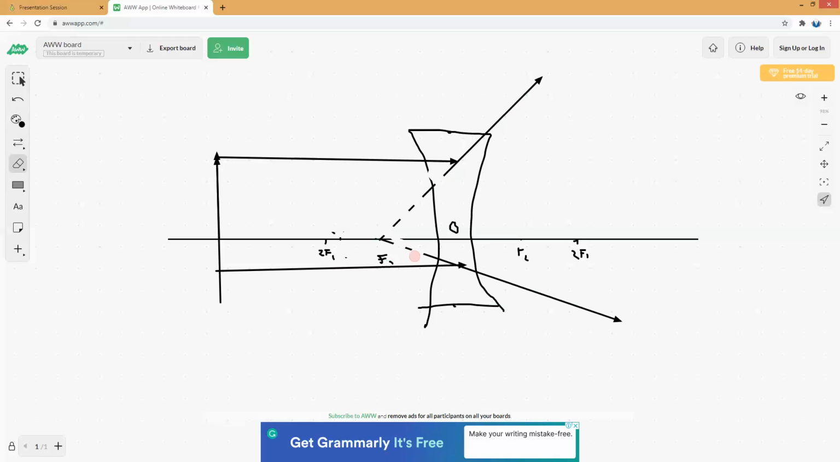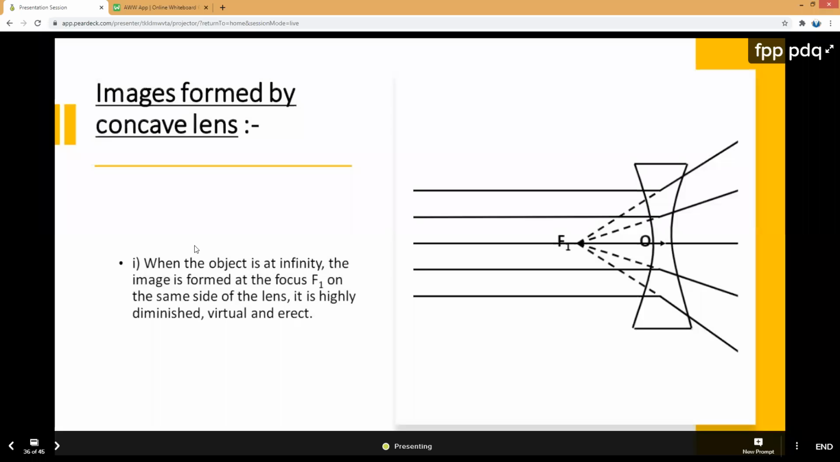So you're seeing the image. Just take one straight line as well. You're seeing that the intersection point is on the same side of the lens. It is point sized, diminished. It's also virtual and erect. So all that stuff is there.